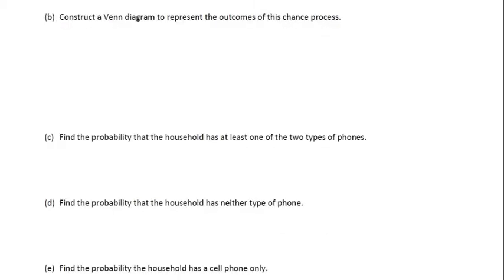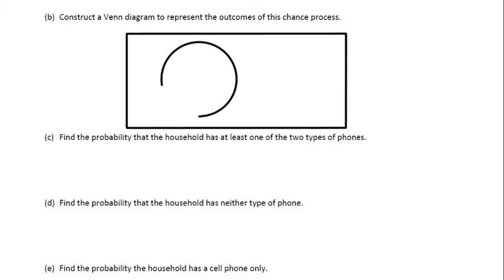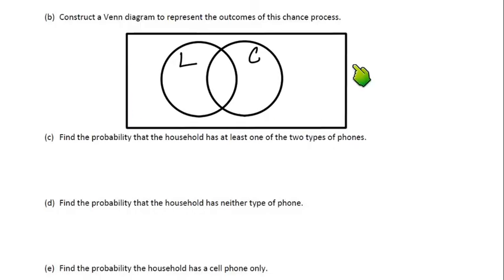And then part B says construct a Venn diagram to represent the outcomes of this chance process. So Venn diagram, that's the one with the circles in it, and then we're going to draw a big rectangle for the sample space. So let's start with, we have our big rectangle here, that's our sample space, and we have our two circles. This will be landline phones, this will be cell phones, and then definitely there's some people that fall in both of those categories. And really that's where we should start.